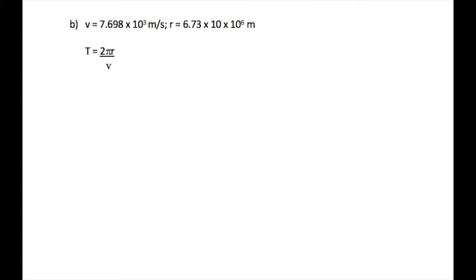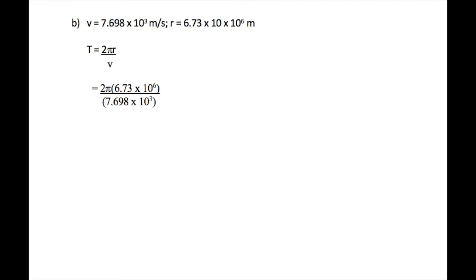The next step is to determine the orbital period of the International Space Station in minutes. The first part allowed us to determine the velocity, 7.698 times 10 to the power of 3 meters per second, and the radius was given in the original problem. To determine the period, we use the equation T equals 2 pi r over v.